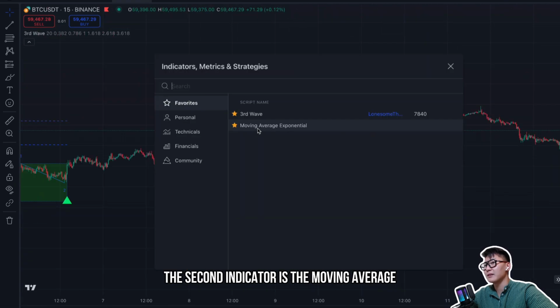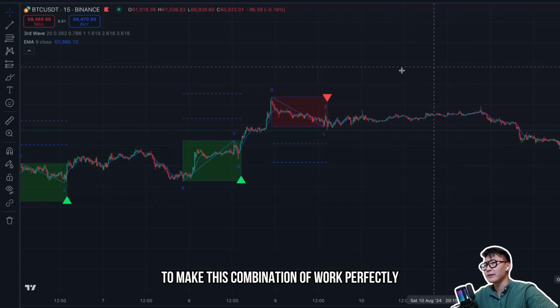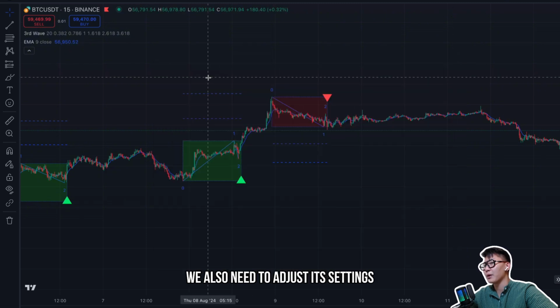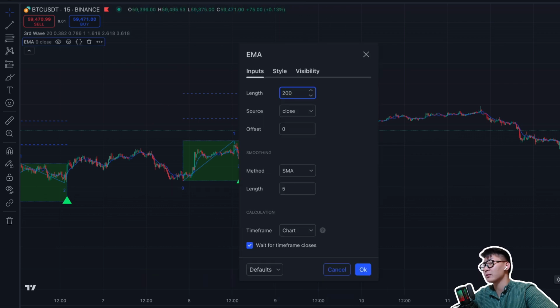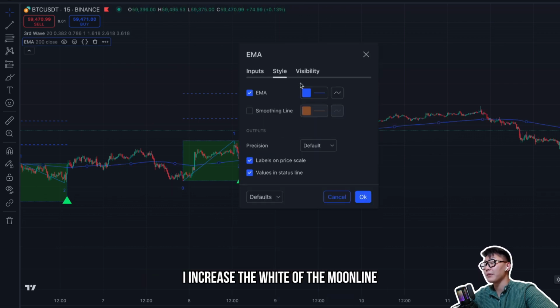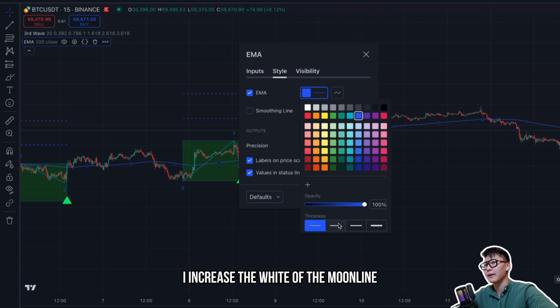The second indicator is the moving average. To make this combination work perfectly, we also need to adjust its settings. In the tab, set the period to 200, and then in the style tab I increase the width of the moving line and change the color to yellow for convenience.